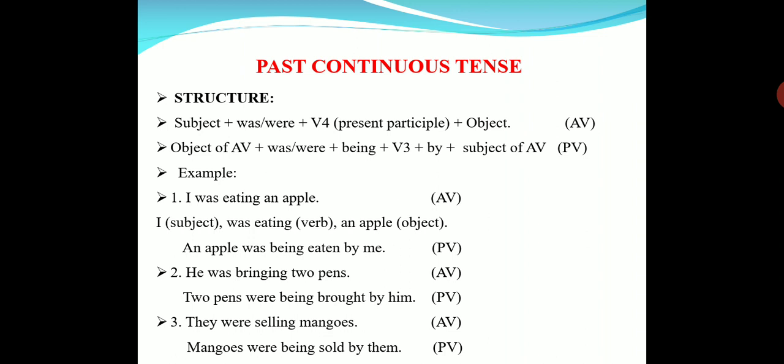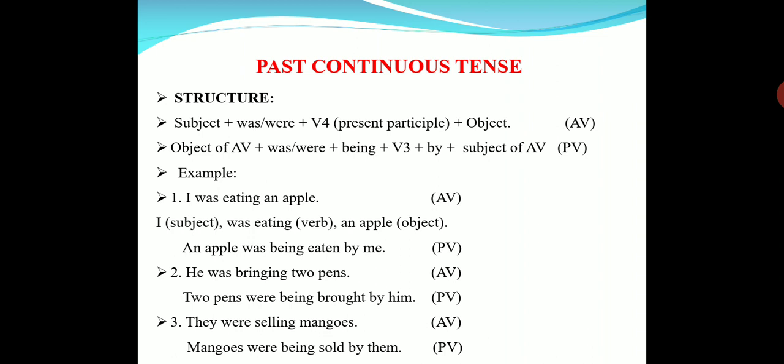Now let us see some examples. I was eating an apple. What is the subject here? I. What is the verb part? Was eating. Again, what is the main verb? Eat. What is the object? An apple.